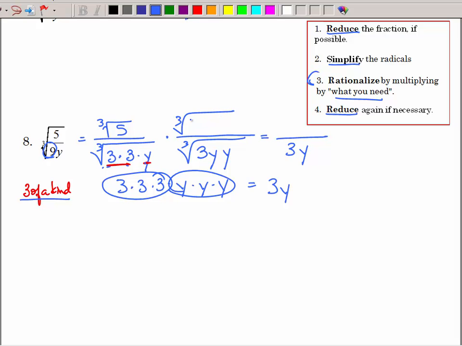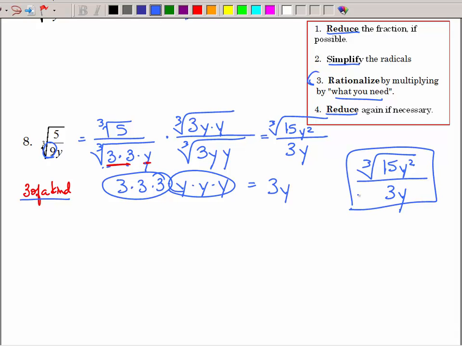Okay, so whatever I did on the bottom, I have to do to the top. Multiplying all that together, I have the cube root of 15y squared. Let me write that again. That's the cube root of 15y squared over just 3y. So that's really key. By multiplying by what you need, prime factored out, count, say I only need 1 more, 2 more. The 3 and the y are not glued together.